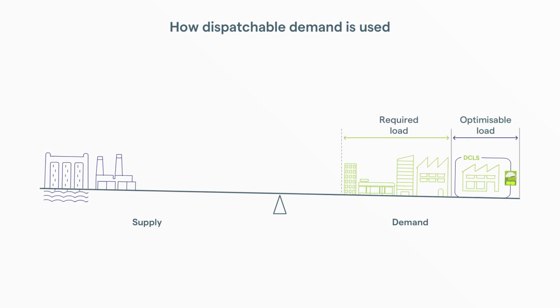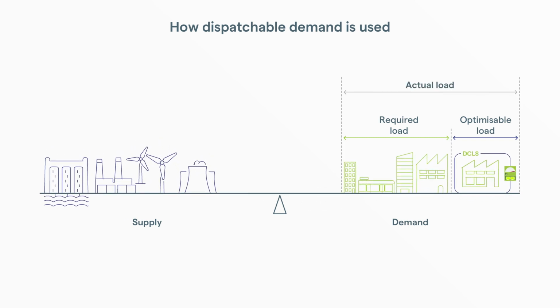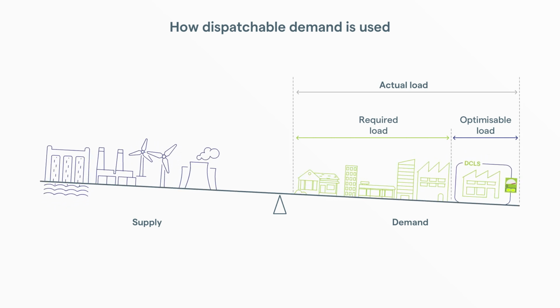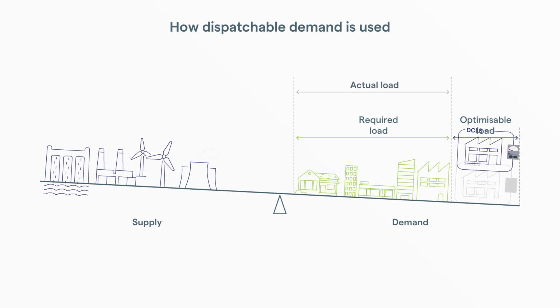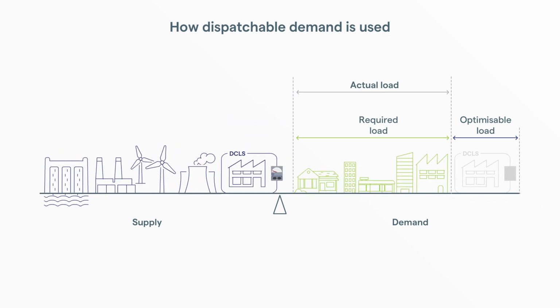When the electricity price is low, the DCLS is supplied as part of the actual load. But as required load increases and the price of electricity rises above the dispatchable demand bids, the DCLS can be dispatched off, in the same way generation is dispatched on, and with the same effect on the supply-demand balance.